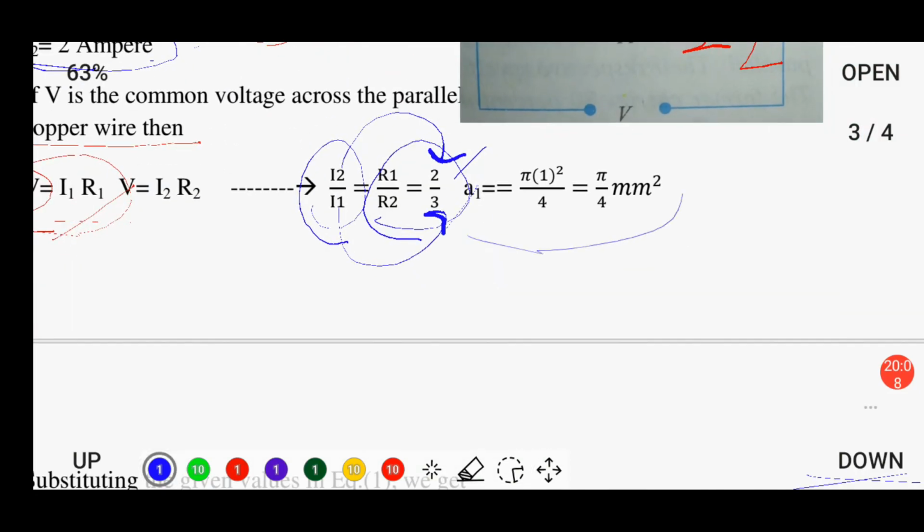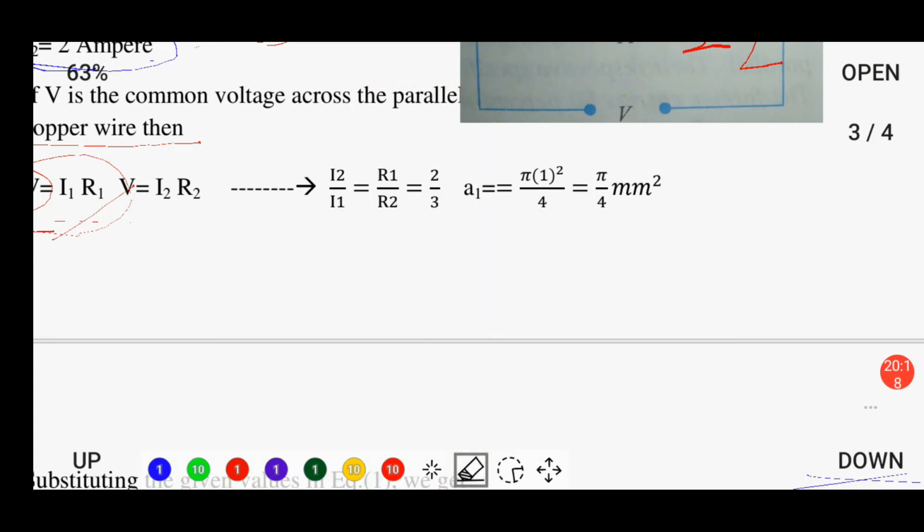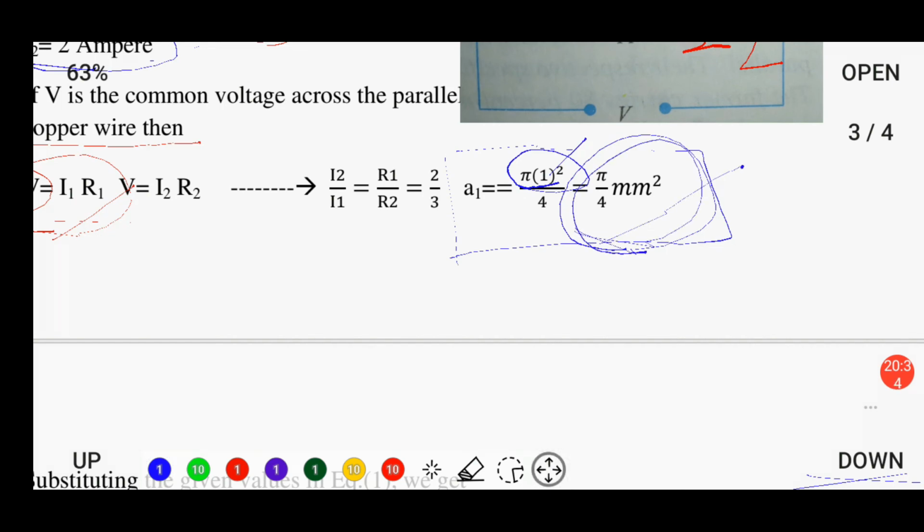Now we find out the area of the cross section of the aluminum wire, which is A1. So how to find that out? A1 is equal to pi r square, or pi d square by 4. Diameter of the aluminum wire is given as 1 mm. So on substituting diameter as 1, the area of the cross section of the aluminum wire comes out to be pi by 4 mm square.